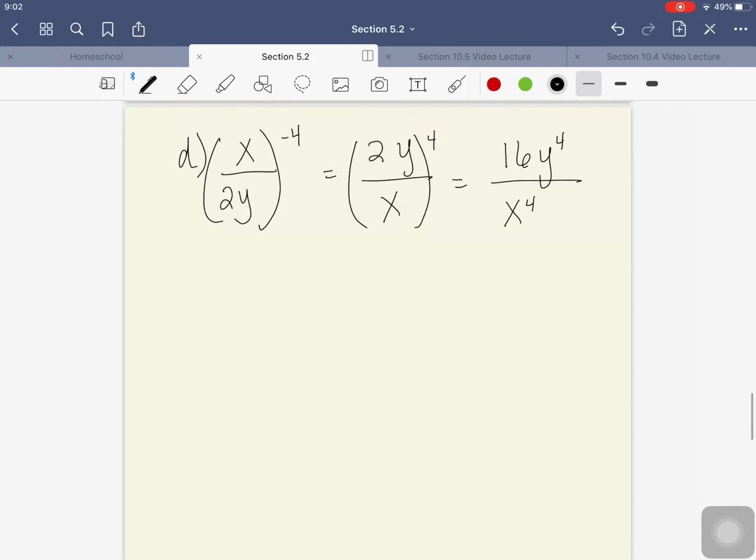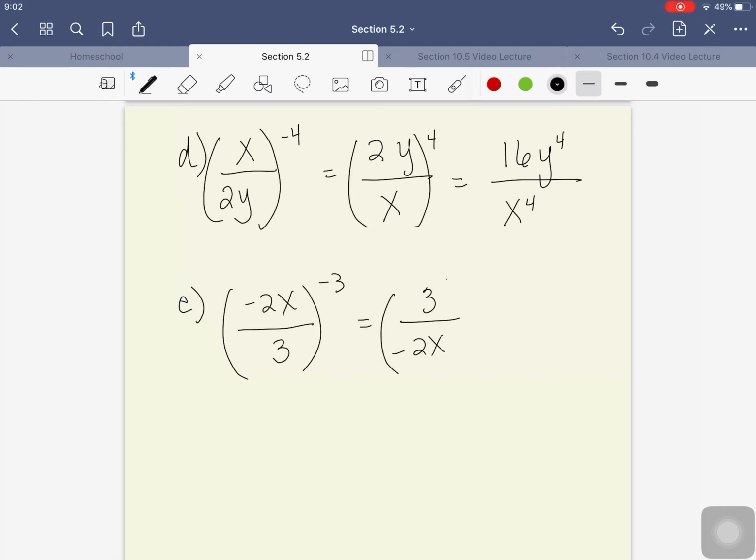All right, let's try this one. Negative 2x over 3, and this is raised to the negative third power. All right, so first we're going to flip it and make it 3 over negative 2x, and now it is raised to the positive third power.